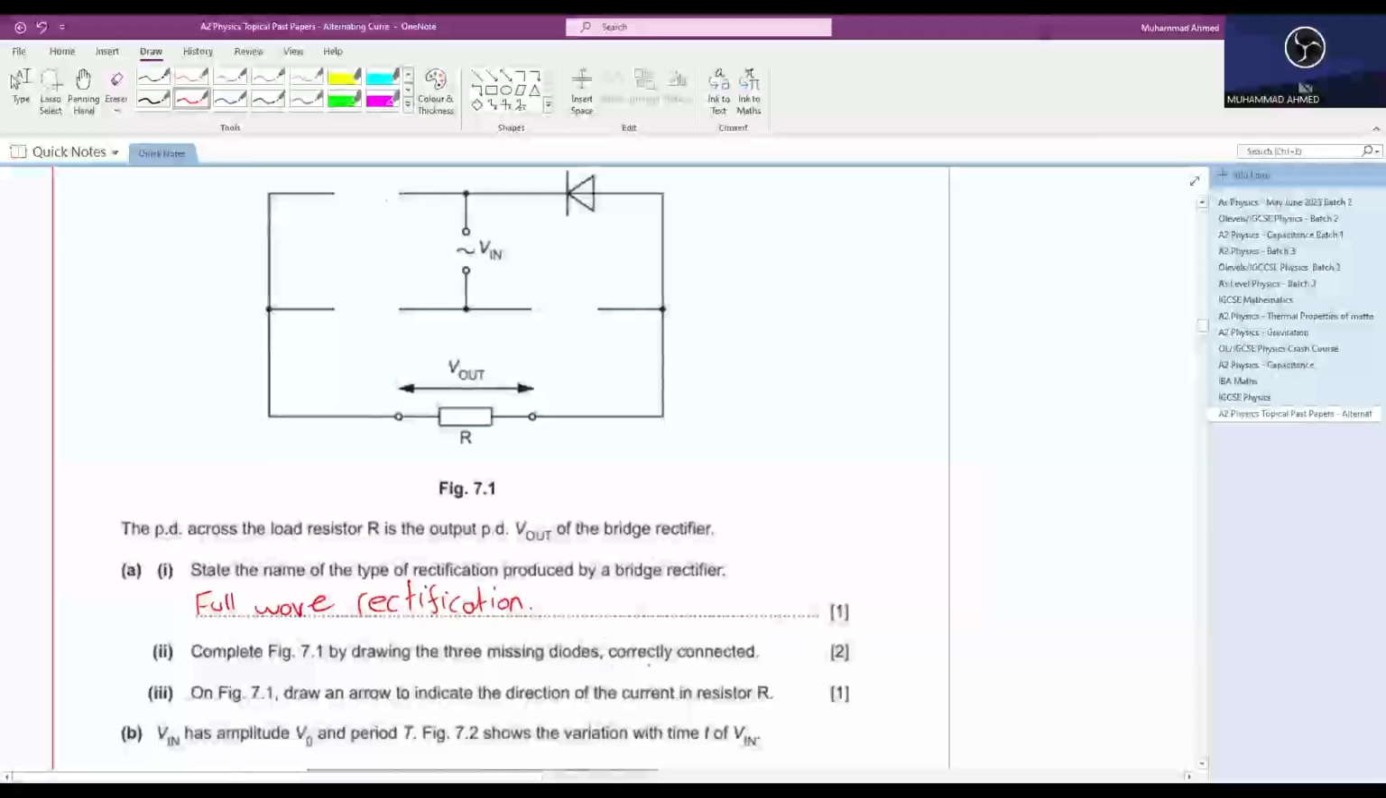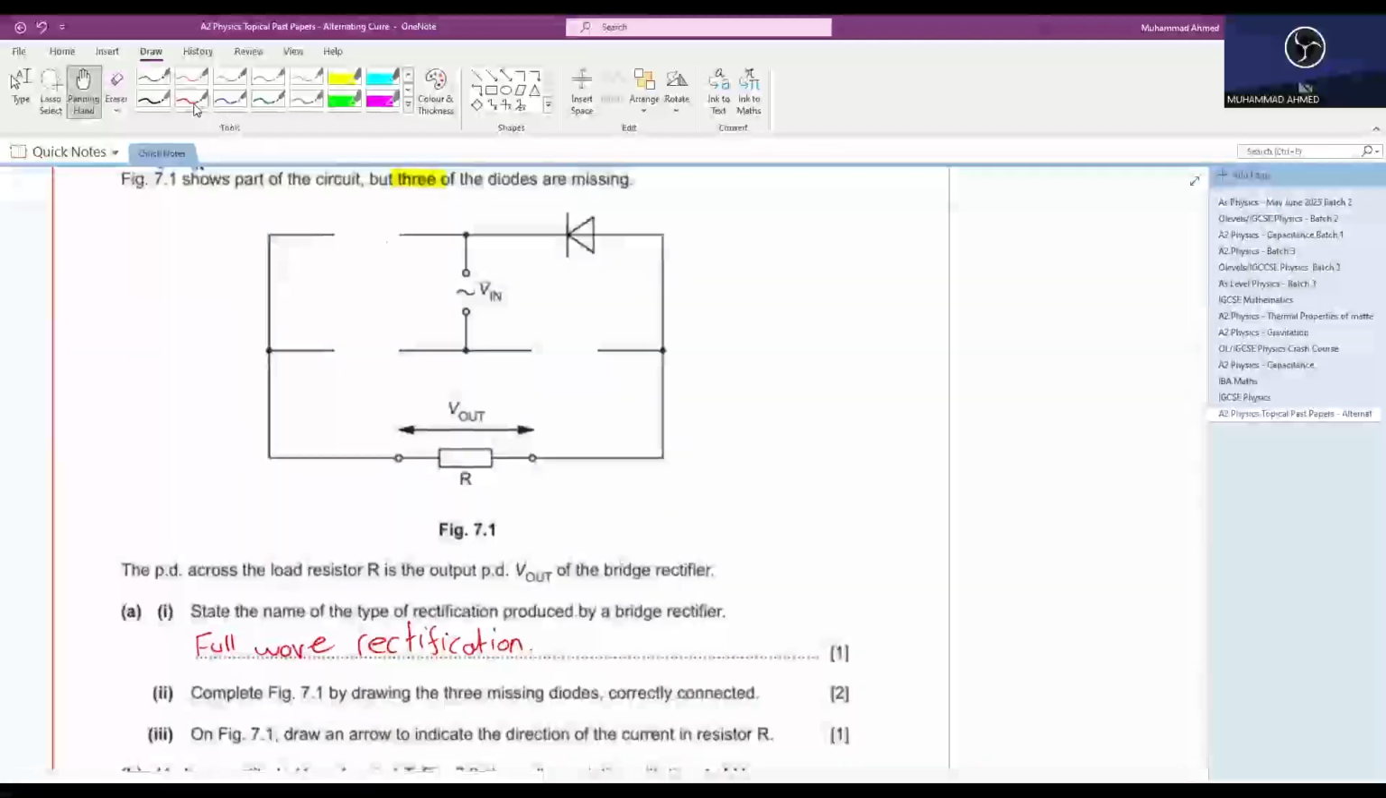Complete figure 7.1 by drawing the 3 missing diodes correctly connected. Okay, let's draw the 3 missing diodes correctly connected. So I can easily see that this input, one recap here should be that input terminals are always connected to the opposite ends of the diode. What do I mean by that? If your first diode's line is connected here, the triangle or the positive terminal of the second diode will be connected here. Let me bring in a picture here. I think that would work fine. One second. Just give me a moment.